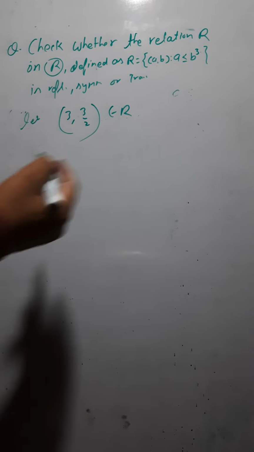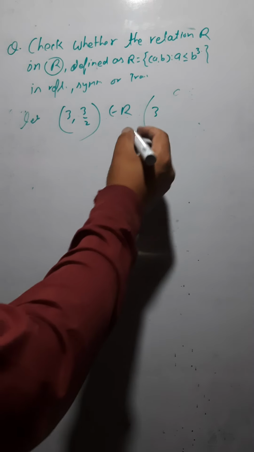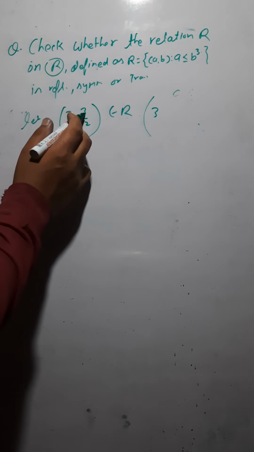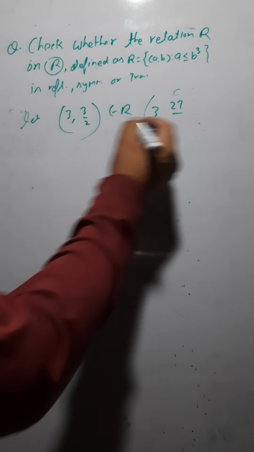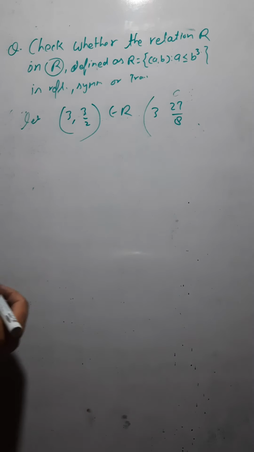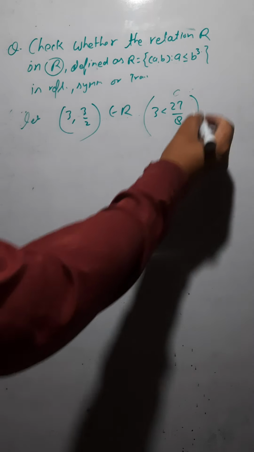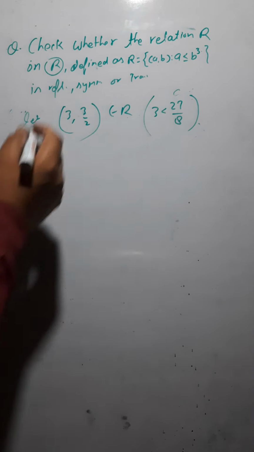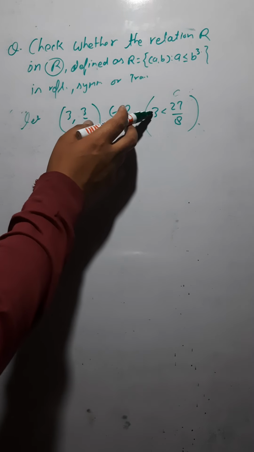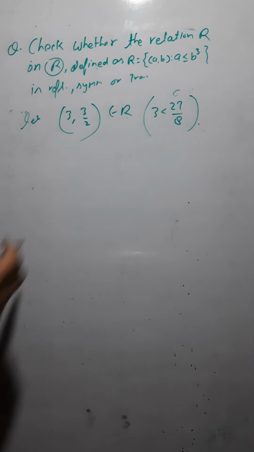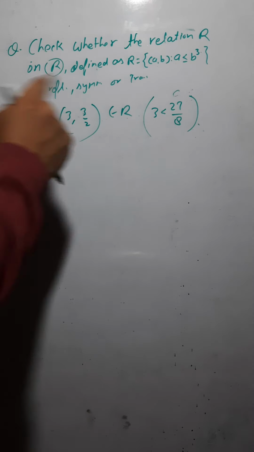You can check it. First element is 3 and the cube of the second one: 3 threes are 9, 3 nines are 27, 27 by 2 to the 4 to the 8. Now clearly you can see that this is less than this, isn't it? This is 8, 3 point something you would get, and it is only 3. So you can see this is less than 27 by 8. Okay, means following the condition. So this one element is there in the relation.